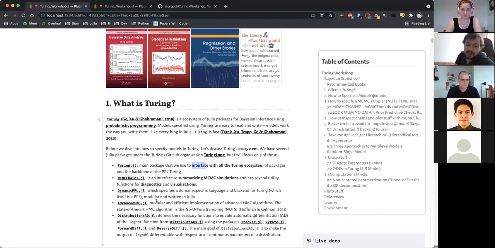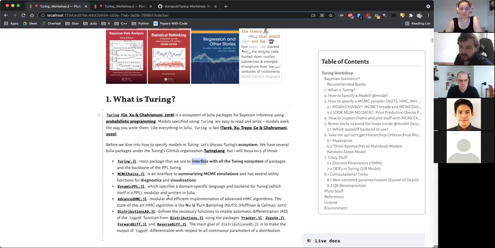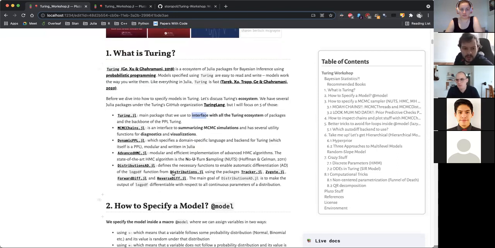We have AdvancedHMC. This is where all the state-of-the-art Markov chain Monte Carlo algorithms reside in Turing. So this is where you find your SMC, NUTS, HMC, HMC dual averaging. Everything is inside this package. I will dive more deeply into those algorithms in a while.